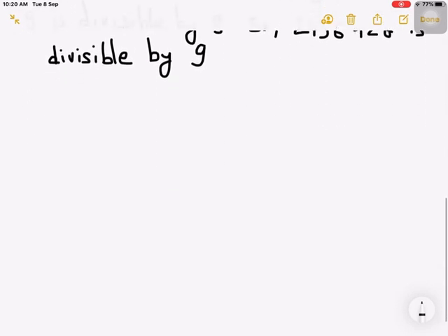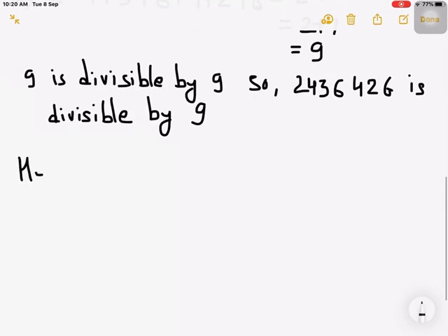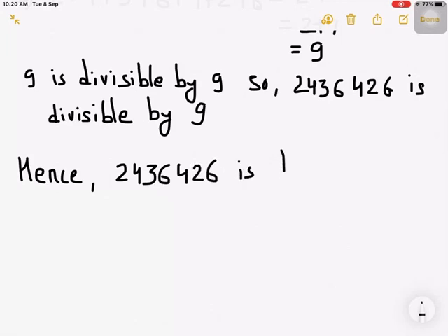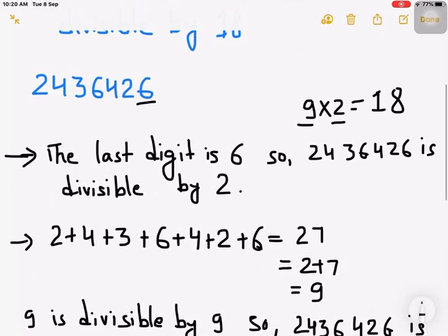So hence we can write in this way, hence 2436426, this number is divisible by 18. Understood, everyone? Yes.